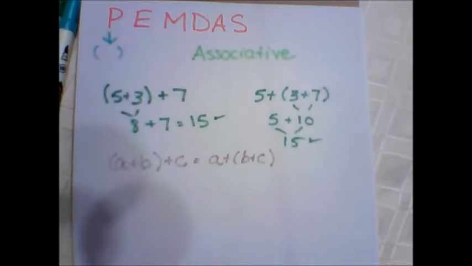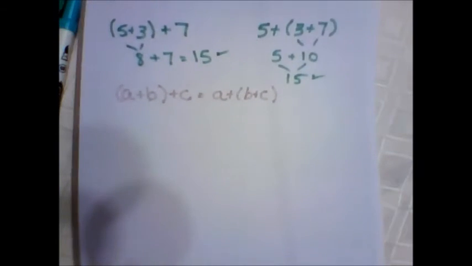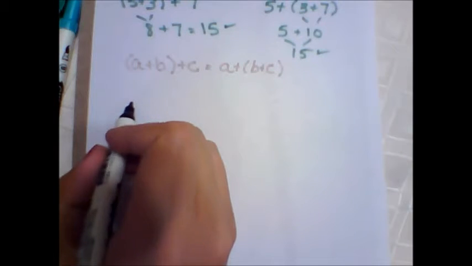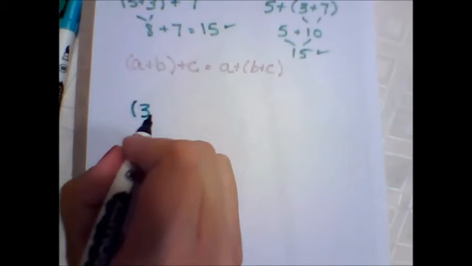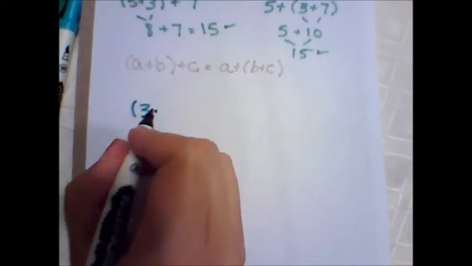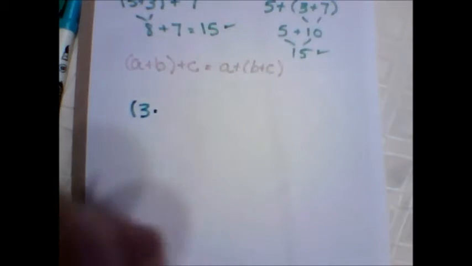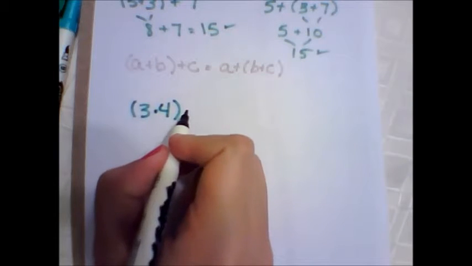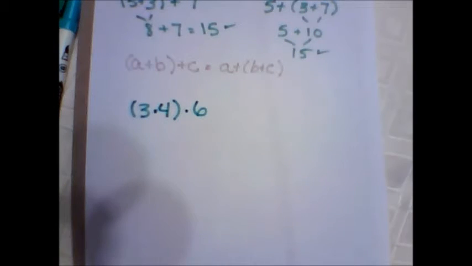Now let's move on a little bit to the associative property of multiplication. Same idea. Let's start with some really easy numbers. Let's do, in the parentheses, 3 times 4, times 6. Let's see what this equals here.